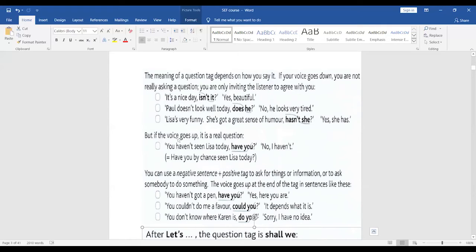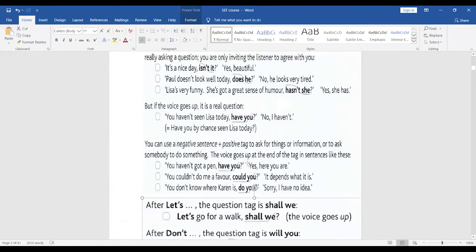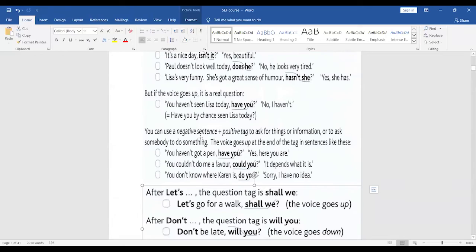And if the voice goes up, it is a real question. "You haven't seen Lisa today, have you?" The way I say "have you" takes a slight rise. "No, I haven't." So this is equal to "Have you by chance seen Lisa today?" That's what the question means. Now, you can use the negative sentence plus a positive tag to ask for things or information, or to ask somebody to do something for you.